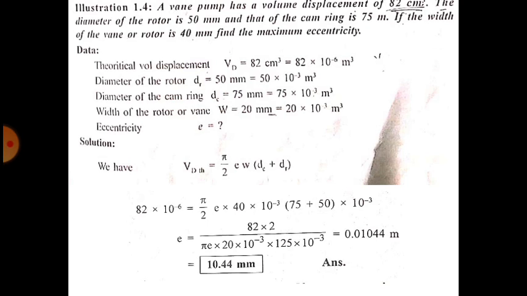If you put this E max in the Vd formula, Vd is equal to pi by 2 E max W (dc plus dr), and at E equal to E max you are going to get the maximum displacement of the pump. For 10.44 mm eccentricity, the displacement is 82 into 10 raised to minus 6 m³. But if the eccentricity is 12.5 mm, the discharge will be increased.